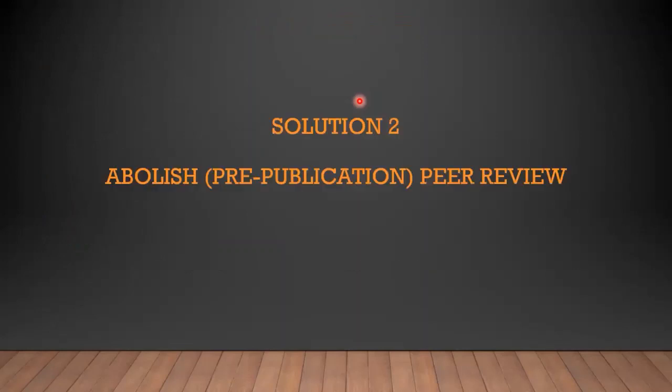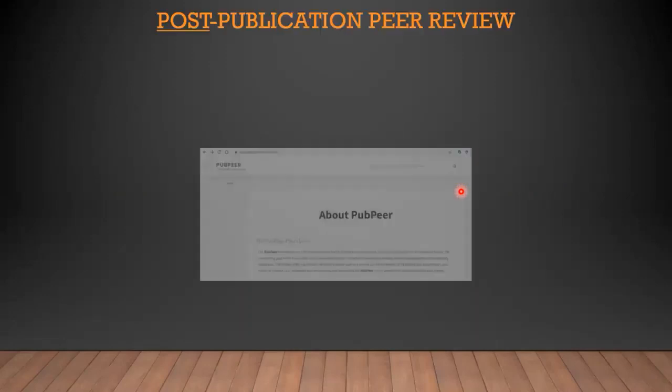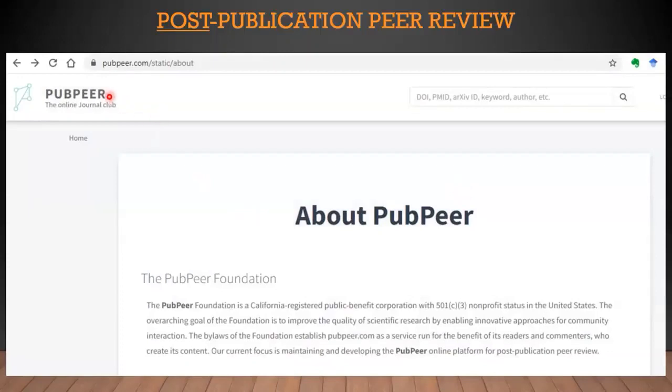There's another solution, a more revolutionary and more controversial solution also. Abolish peer review completely, just no peer review. So this is even more revolutionary, obviously, than the previous one. So if you have no peer review, what do you mean? You just write your first draft and you publish it? Yes, that's basically it.